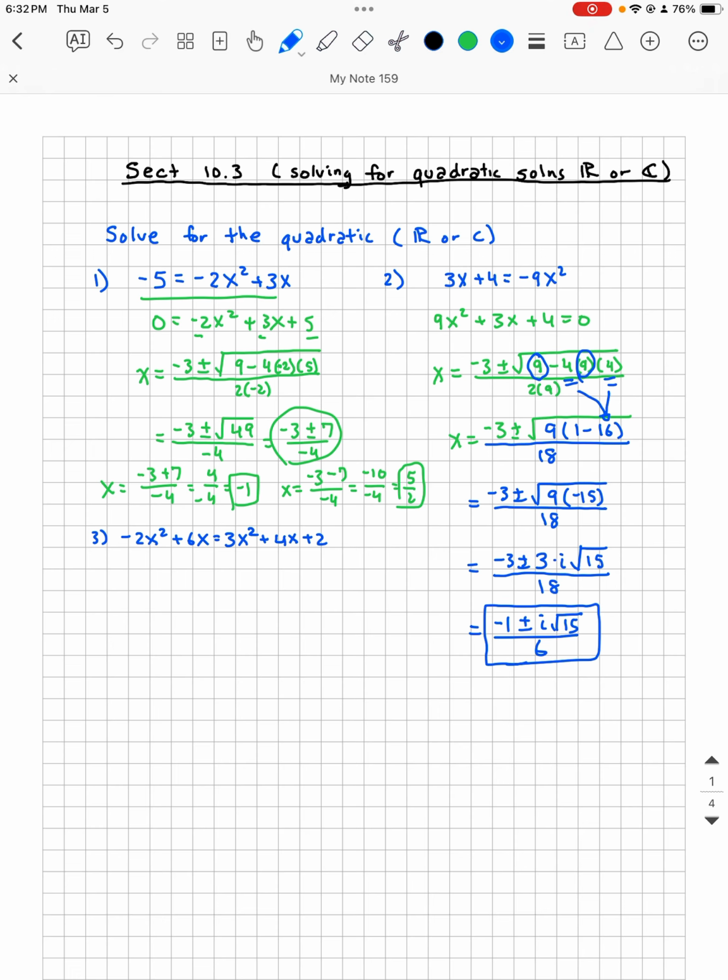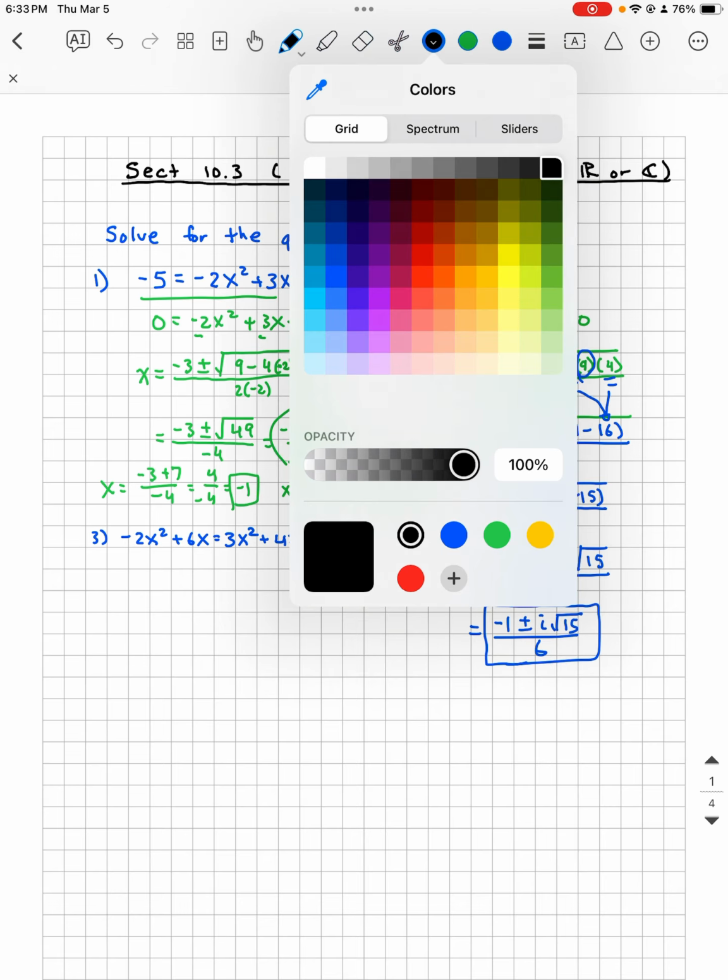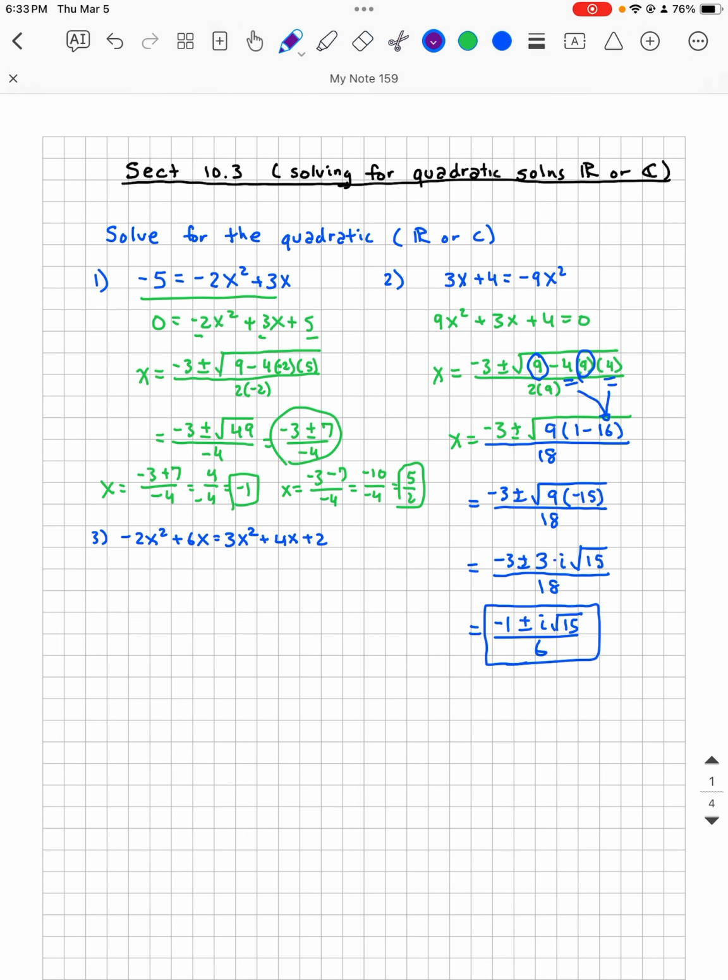So let's see. Let's try to use a different color pen just to make this a little bit different. What's a good color? Let's use maybe this fuchsia, I guess. I don't know what that color is.